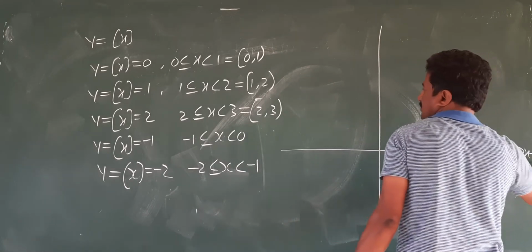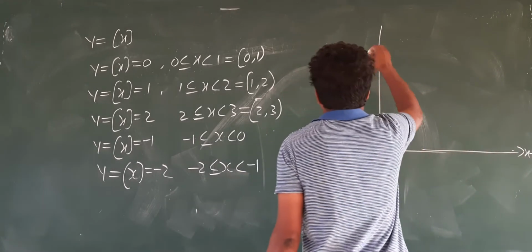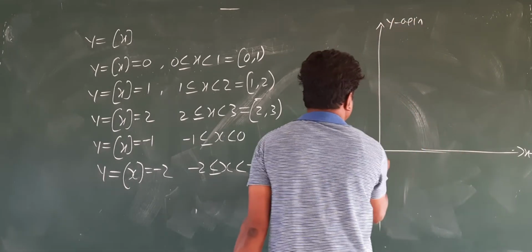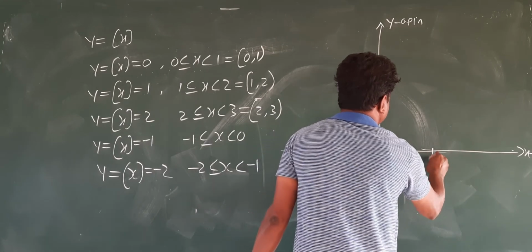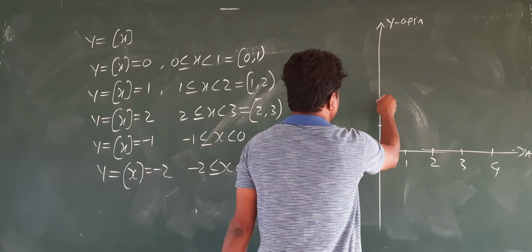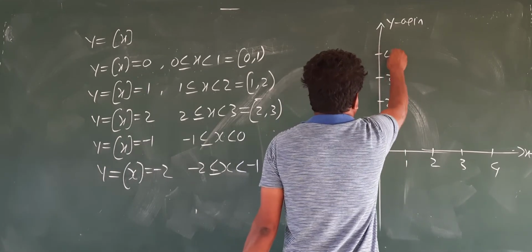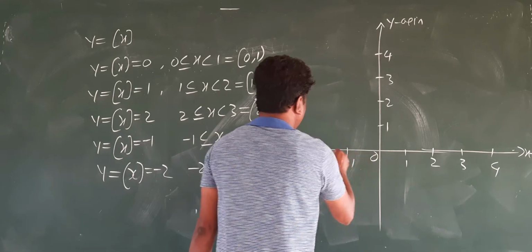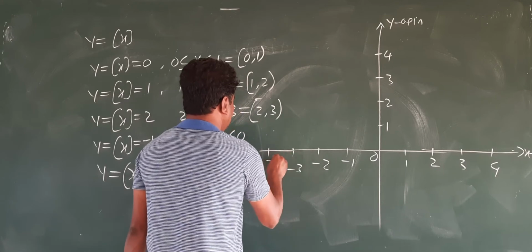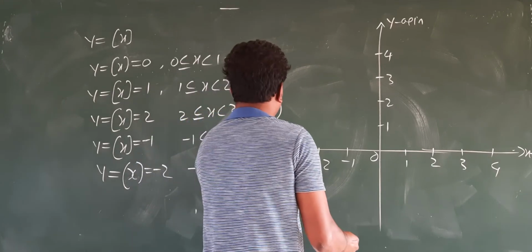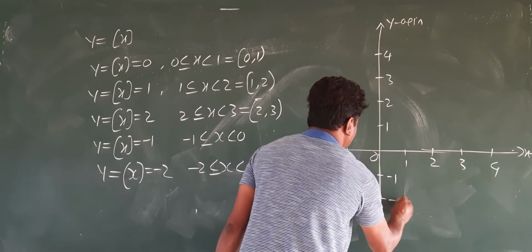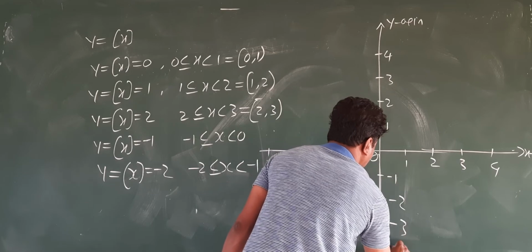So this is the x axis and this is the y axis. Zero, then 1, 2, 3, 4 on this side, and on the other side -1, -2, -3, -4. Downwards, -1, -2, -3, -4.